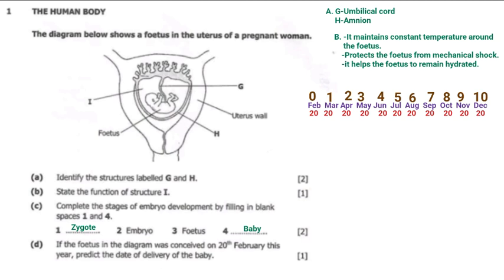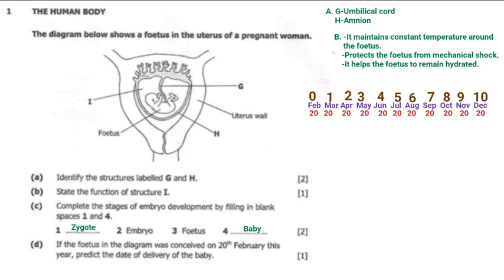April, the pregnancy will be 2 months old. May, the pregnancy will be 3 months old. June, the pregnancy will be 4 months old. July, the pregnancy will be 5 months old. August, the pregnancy will be 6 months old. September, the pregnancy will be 7 months old. October, the pregnancy will be 8 months old. November, the pregnancy will be 9 months old. December, the pregnancy will be 10 months old.